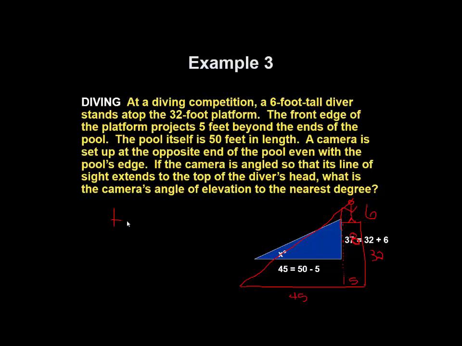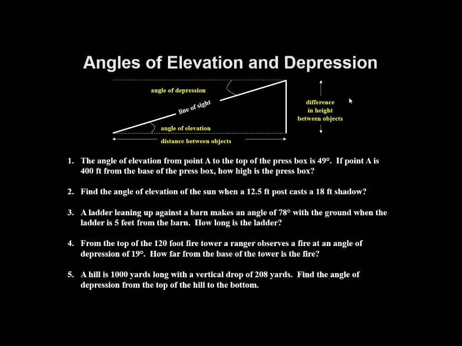So I'm using the opposite over the adjacent. So I'm going to set up that the tangent of x equals 38 over 45. Now I need to find the camera's angle of elevation. And the answer is about 39.4 degrees.